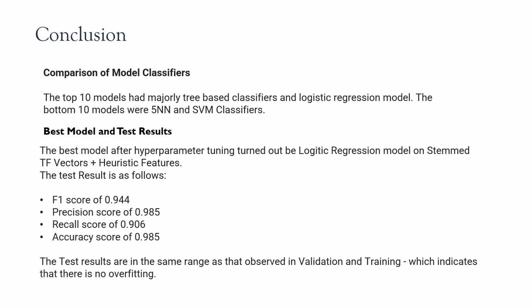So coming to the best model and test results, the best model after hyperparameter tuning turned out to be the logistic regression model on stemmed TF vectors and heuristic features. The test result is as follows, with an F1 score of 0.944, precision score of 0.985, recall score of 0.906, and a total accuracy of 0.985. The test results are in the same range as that observed in the validation and training data, which indicates that there is no overfitting.